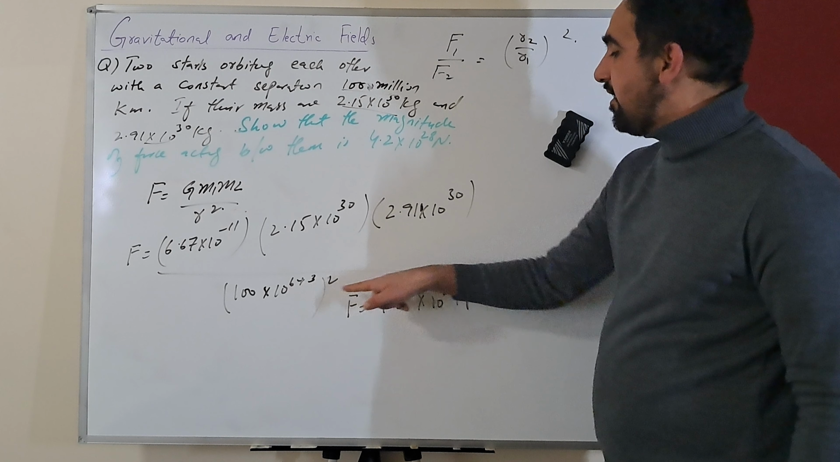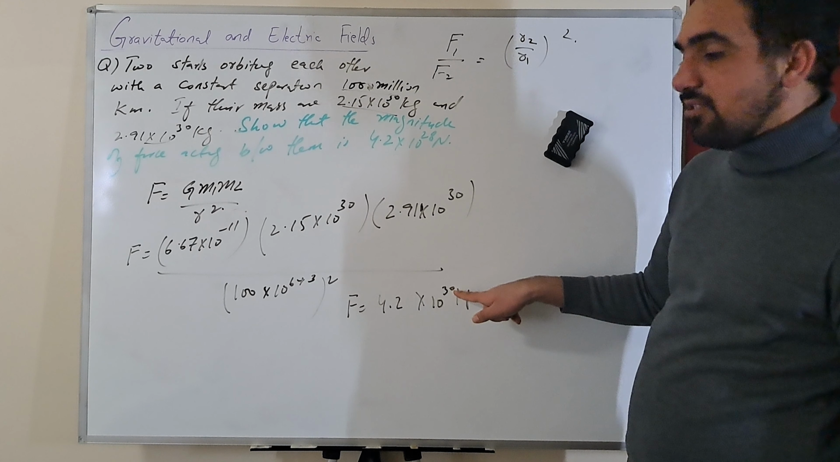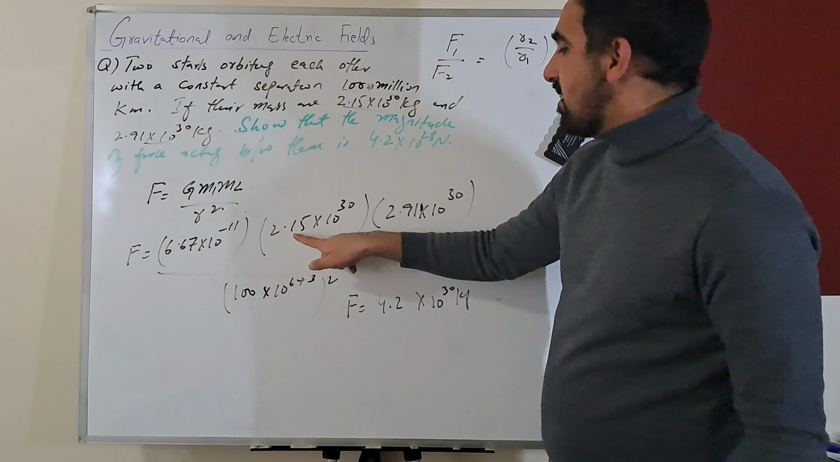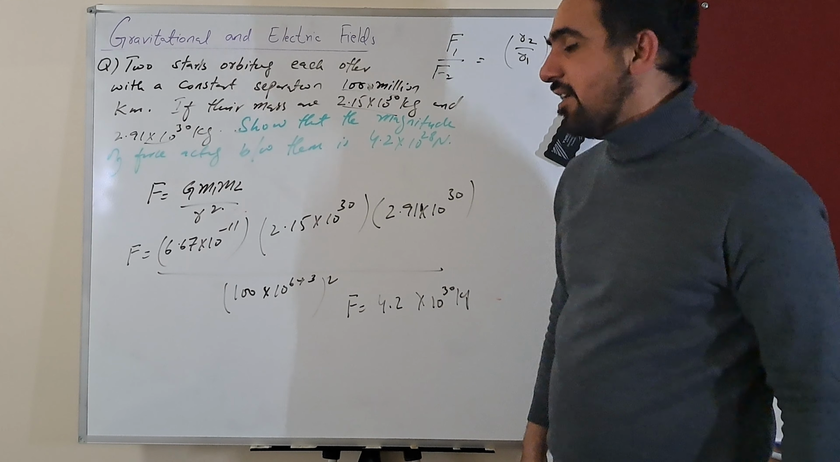19 twos are 18, and if you subtract and then divide by 100, what you get is 10 to the power 30, and you need to multiply these terms: 6.67 times 2.15 times 2.9 divided by 100. Okay.